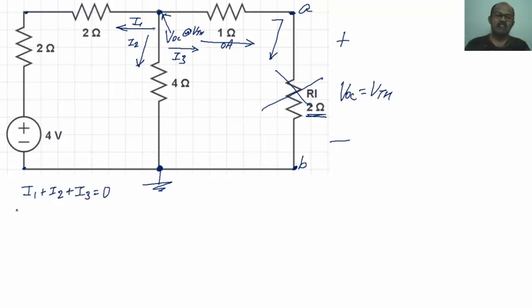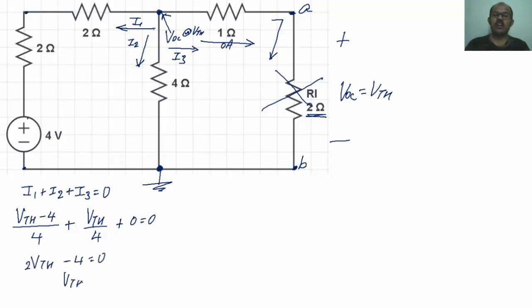How can I define I1? I1 equals VTH minus 4 divided by 4, because I am going to assume current is flowing from right to left, plus, what is the value of I2? I2 is VTH divided by 4, plus I3, which is 0. So I will get 2 times VTH minus 4 equals 0. So VTH equals 2 volts.